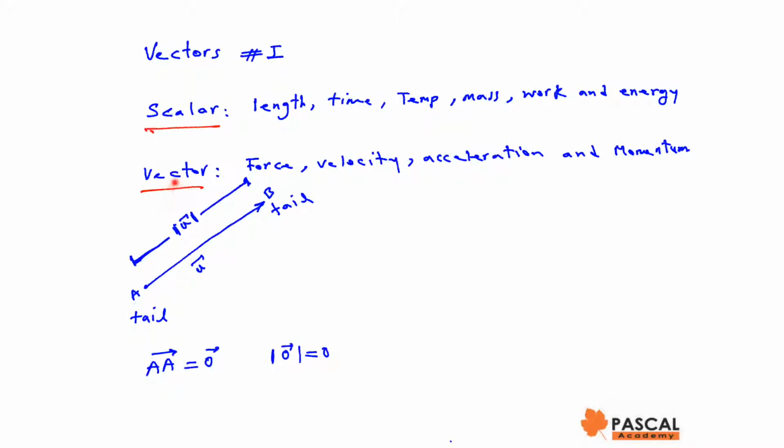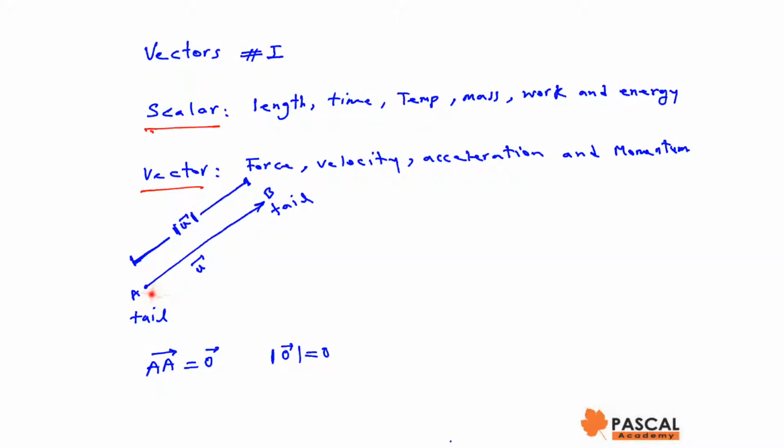On the other hand, vectors are quantities with both magnitude and direction. Force, velocity, acceleration, and momentum are examples of vectors. When we say we apply a force of 10 newtons on an object, the question is in which direction. So knowing the magnitude of the force is not enough. We have to know the direction and the magnitude.